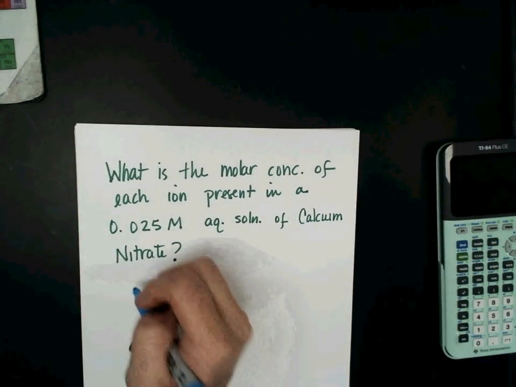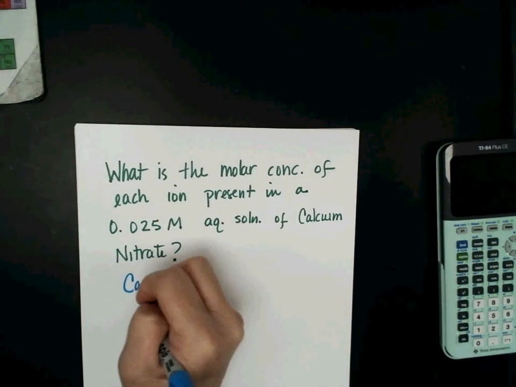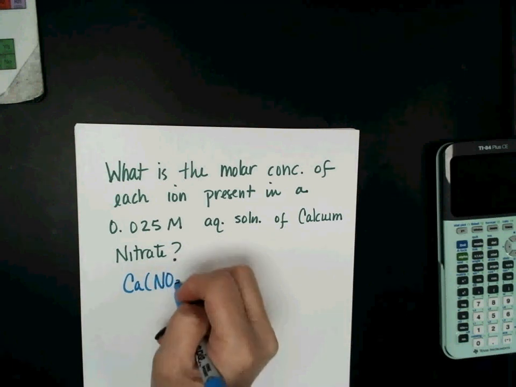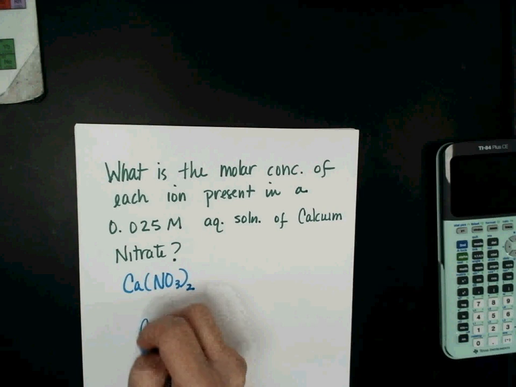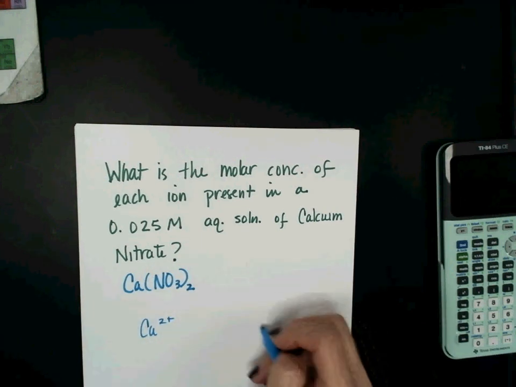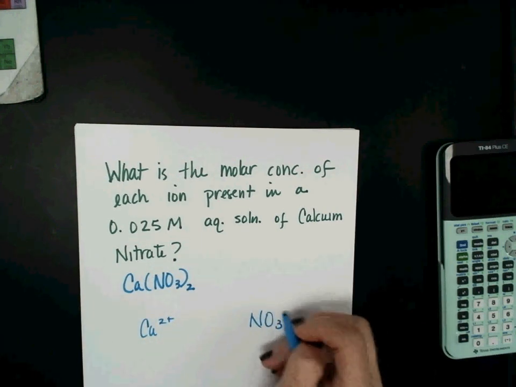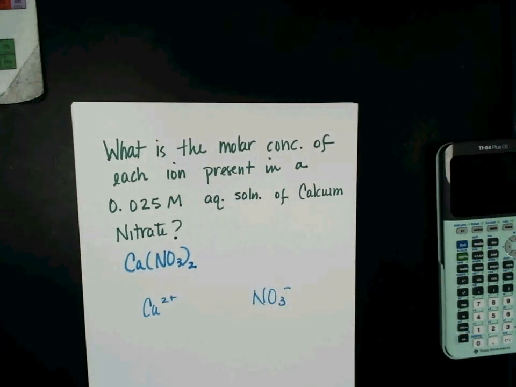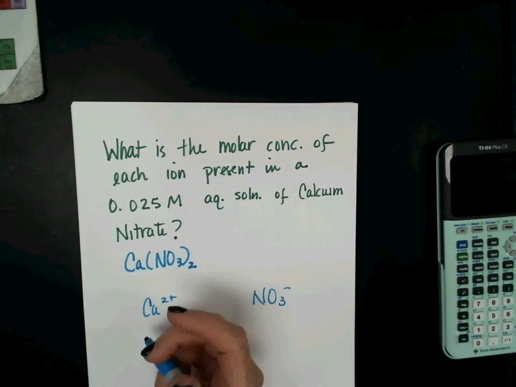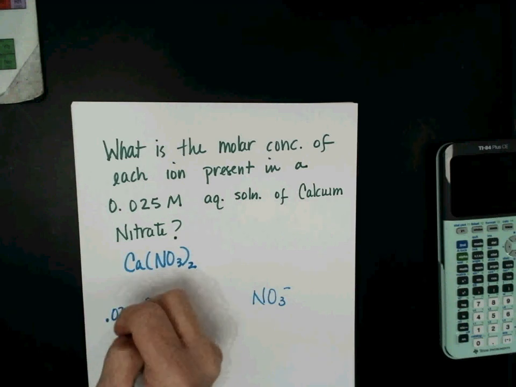Okay, let's talk about it. Max, what's the chemical formula for calcium nitrate? Ca(NO3)2. Okay. All right. So when I break it apart, I have Ca2 plus and I have NO3 minus, correct? Everybody agree with that? All right. When I look at this formula and I ask you to express ion concentration, Maddie, what would you tell me about calcium? What did you have as its concentration?